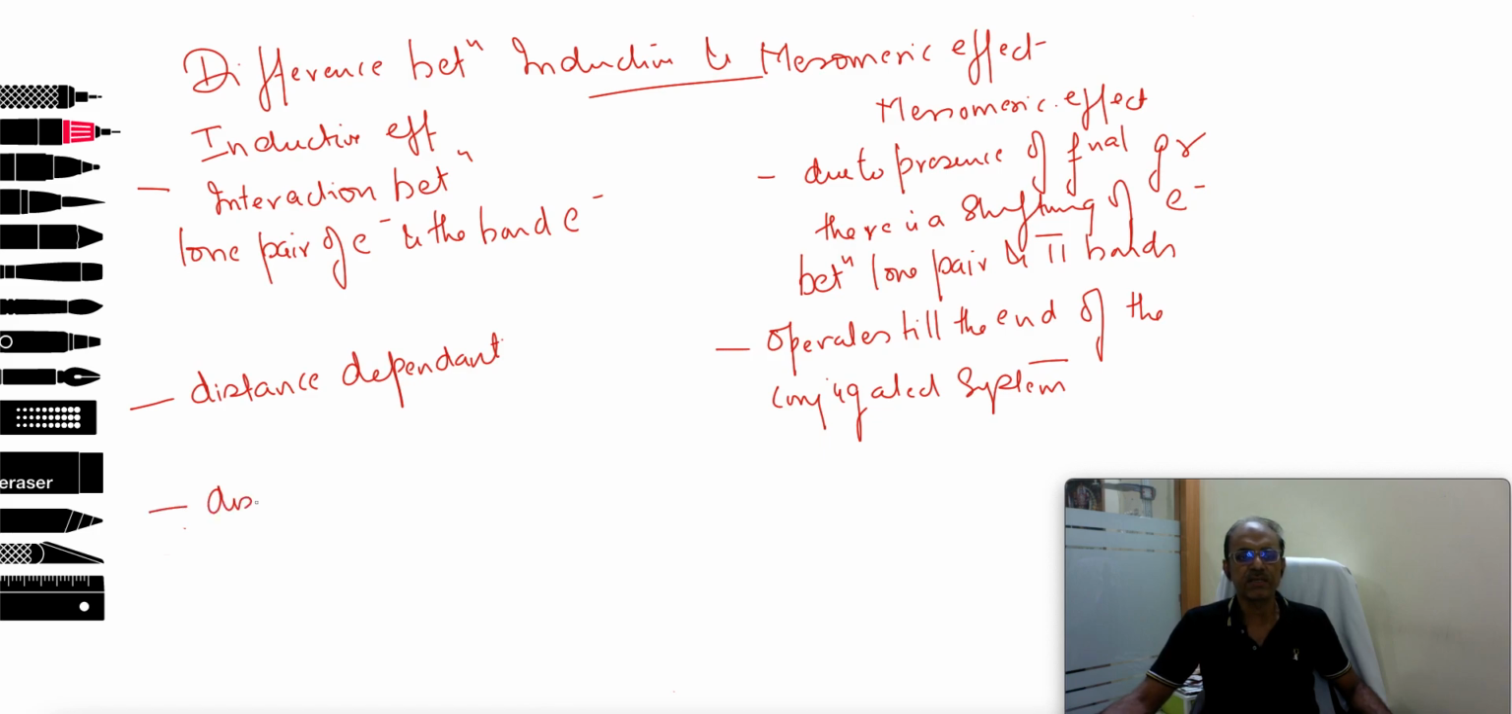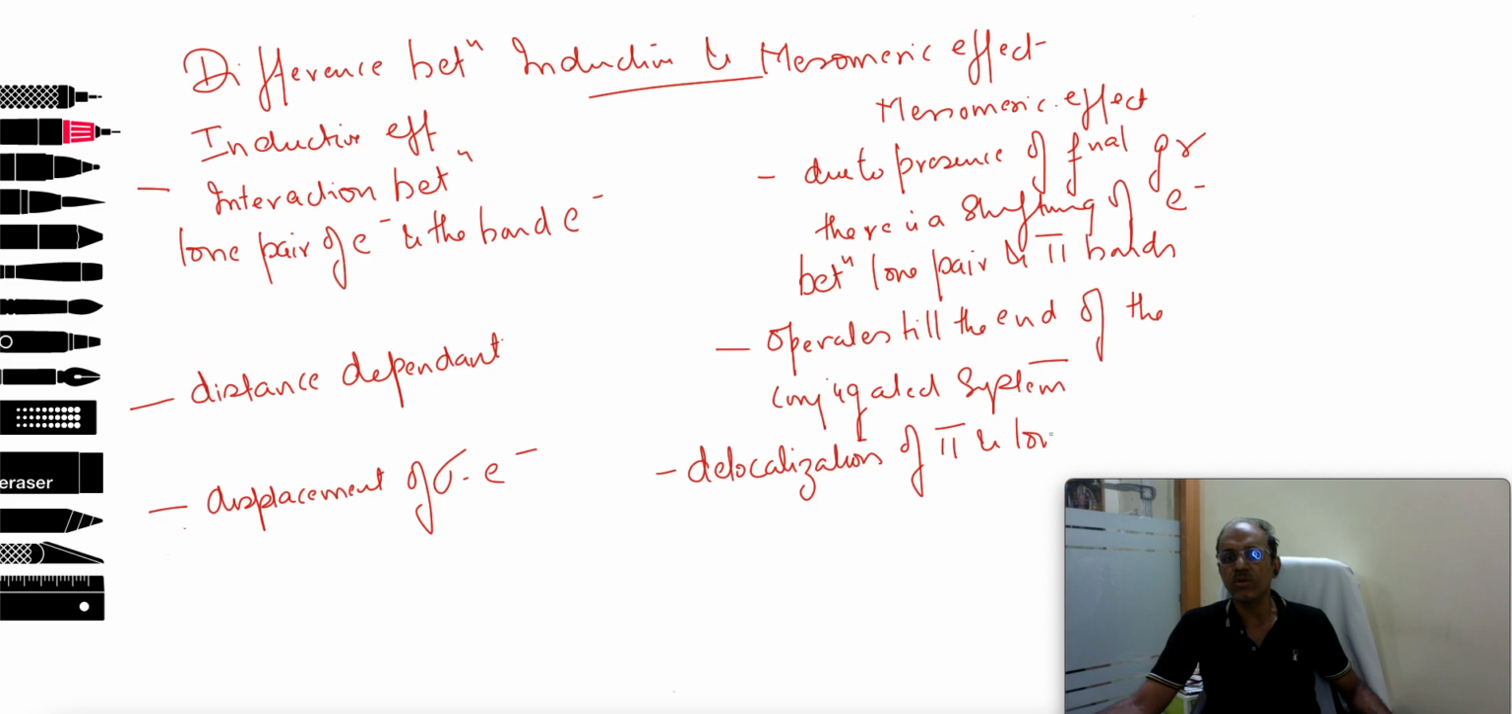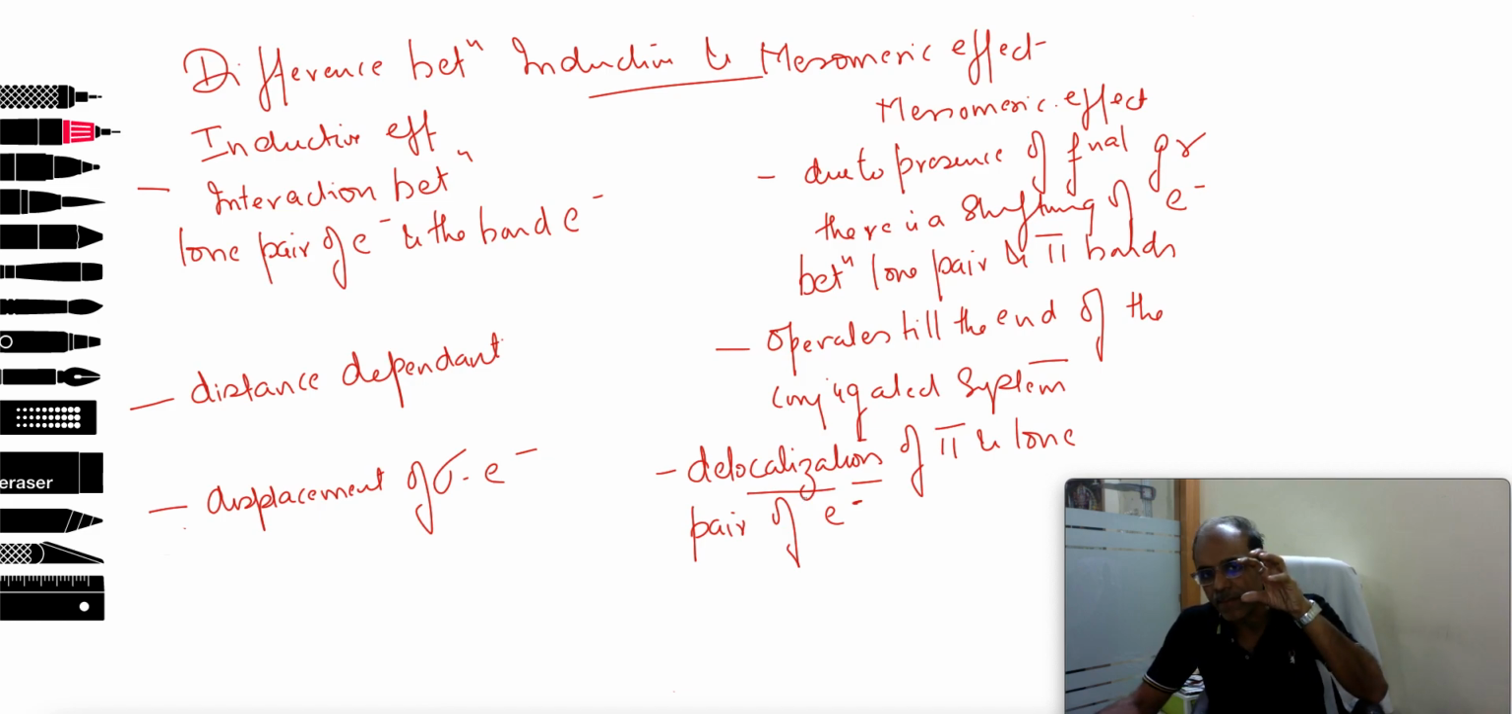Now, what is the third? There is a displacement of sigma electron. Here there is a delocalization of pi and lone pair of electrons. Delocalization means the electron is not localized to any precise place or any specific atom. Throughout the system, the electron is rotating. As we saw in the resonating structures of phenol and nitrobenzene, meaning benzene to which nitro is attached. If you can see the previous slide, you can see it. Right? There is a delocalization.